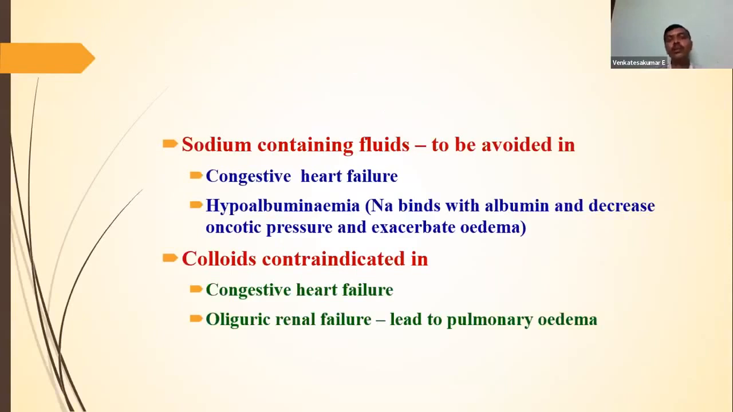But congestive heart failure is not commonly seen in sheep and goat, but nowadays we are also recording some cases with brisket edema and jowl edema and jugular vein engorgement. Maybe some foreign body penetrating the heart is leading to cardiac tamponade. That might be the reason for the congestive heart failure. Sometimes maybe endocarditis or pericarditis due to some other reason also leads to congestive heart failure. So if you are having congestive heart failure in sheep and goat, don't go for sodium containing fluid. It is like adding fuel to the fire.